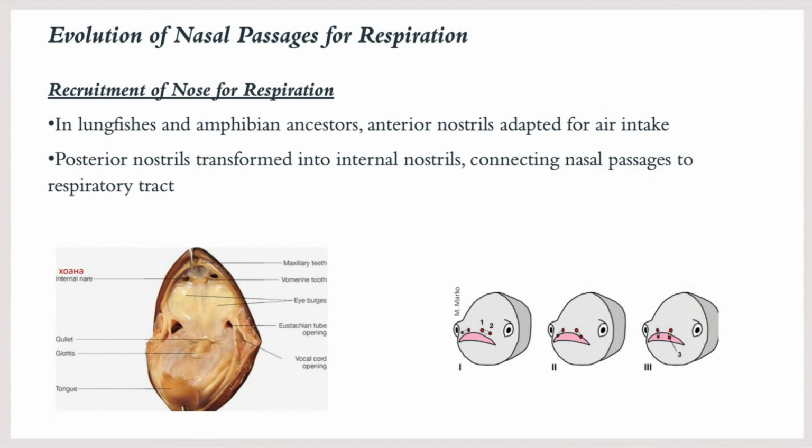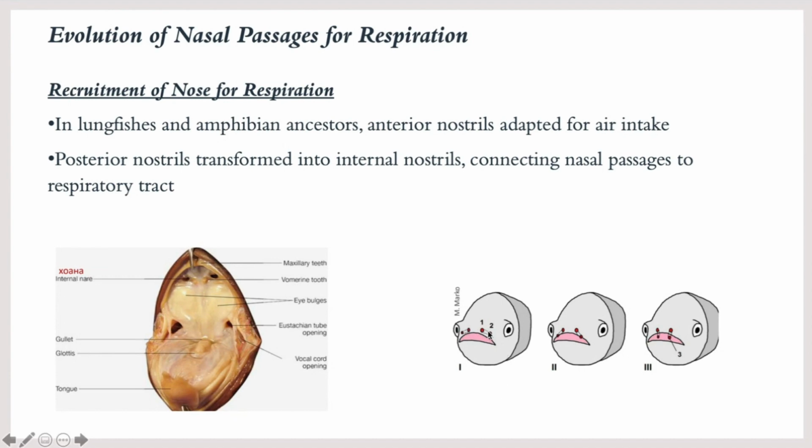Okay, so the evolution of the nasal passages for respiration. In lungfishes and amphibians, first of all, they had two sets of nostrils, okay? They have the anterior nostrils, which are at the front, and then the posterior nostrils, which are at the back, okay? Before, they were only using them for olfaction, which is smelling.